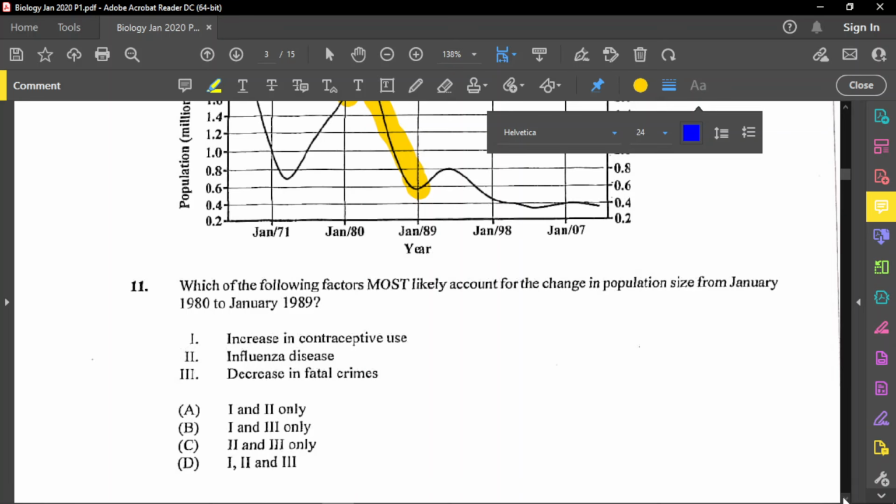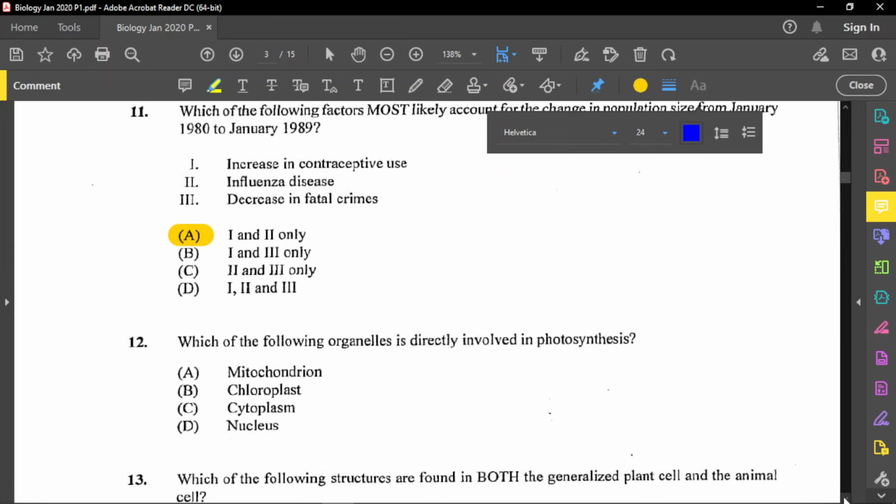It's a decrease in fatal crimes. If you're decreasing crimes, that means the population should increase. So part 3 cannot be included in that again. So that means this is 1 and 2. So question number 11 there is A. Right. If you decrease crime, you should have a bigger population growth. All right. As a matter of fact, put down the guns and all those things. You know, we need to have a campaign on that because the crime rate right now is too serious.